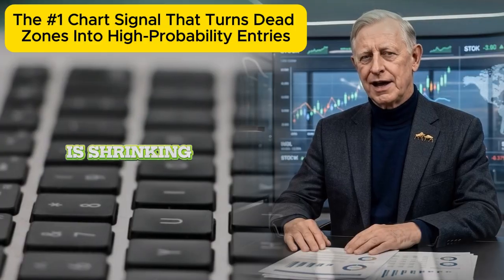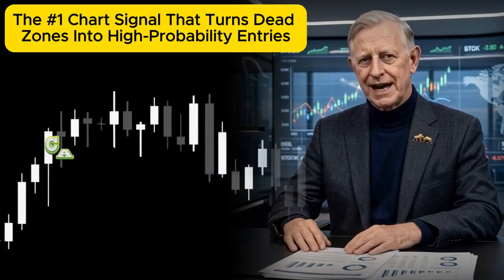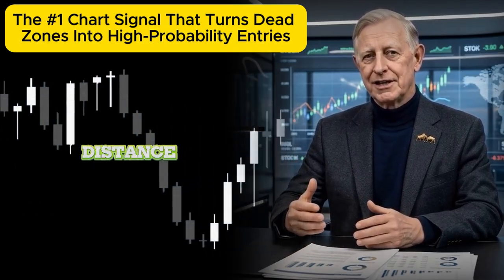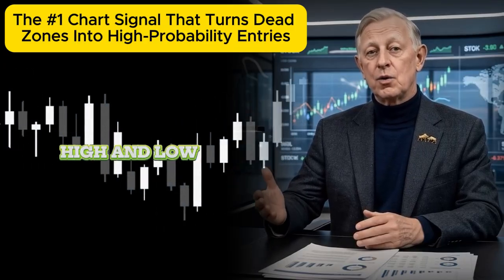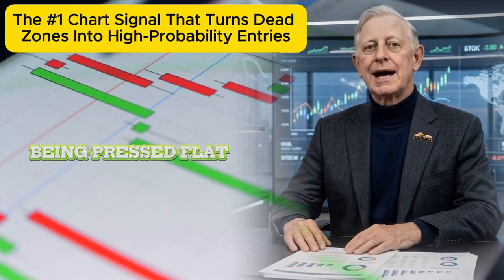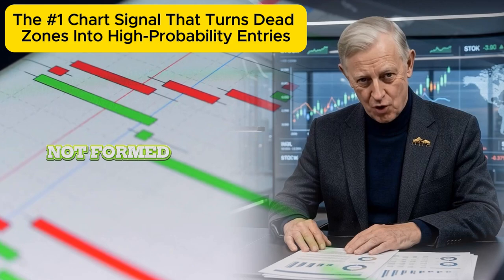Step 2. Confirm the range is shrinking across at least 7 consecutive candles. Not one small candle, not 2. You are looking for a visible pattern where the distance between each candle's high and low is contracting over time. Price is being pressed flat. If the range is not clearly narrowing, the compression has not formed yet.